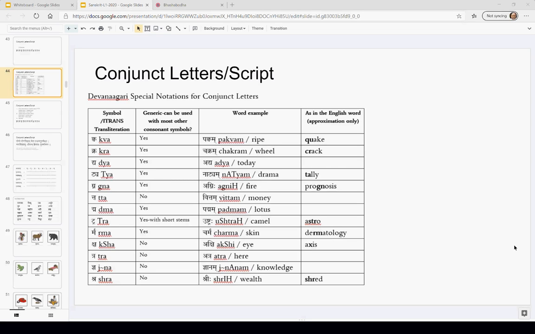Sanjay Mahodaya, I have a question. The visarga, whenever it comes at the end of the word, is it an indication that it is masculine, or not necessarily? It is not necessary. So we see that in both, everywhere. Okay, thank you.